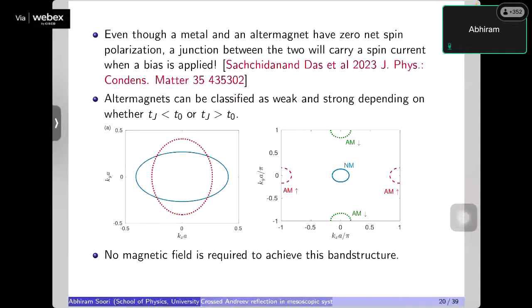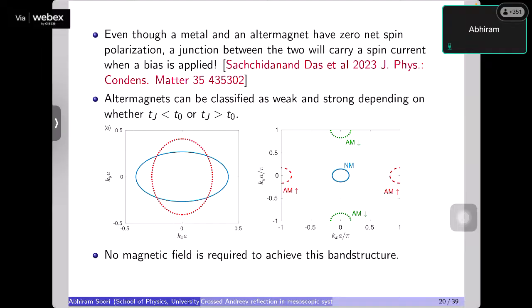I said there is no net spin polarization in altermagnets. Also, in a normal metal, there is no net spin polarization. But the interesting finding is that if you take two systems, one normal metal and one altermagnet, make a junction between the two, and apply a small bias, then a current flows. And this current is spin polarized. What does it mean that the current is spin polarized? It means that the upspin current is more than the downspin current.